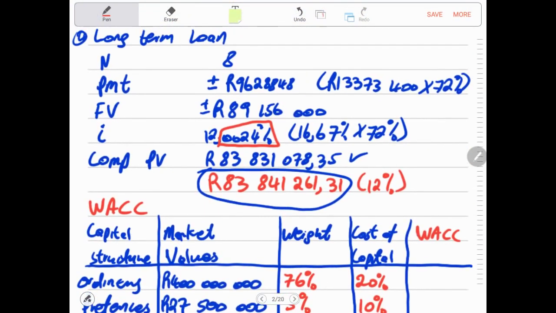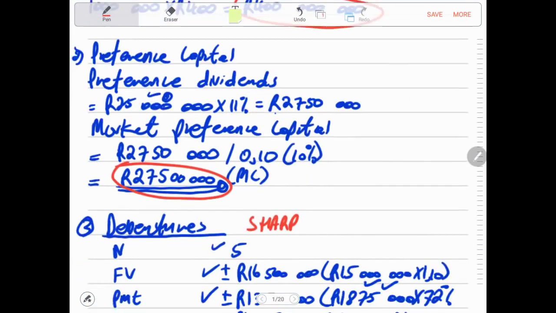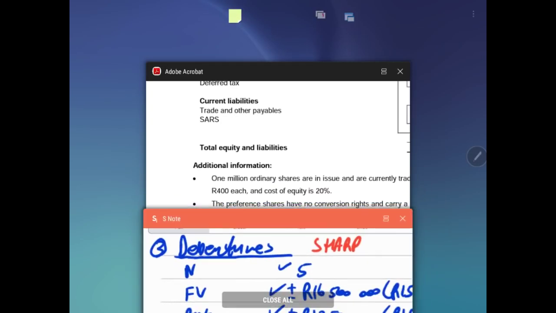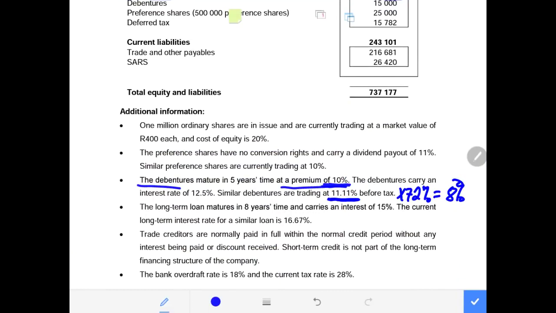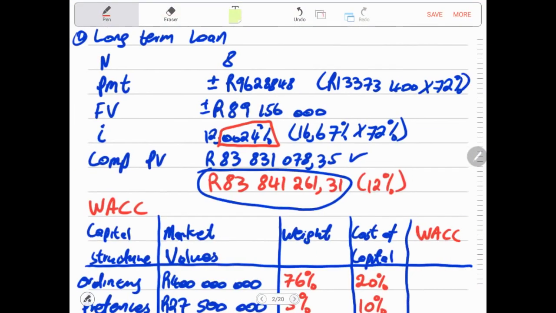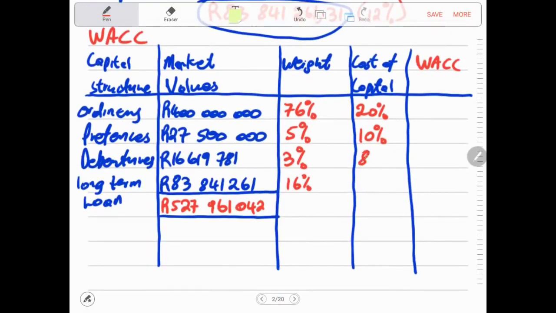Let me show you that 8%. Hope you still do remember. There we had the 7.9, which came to 8% rounding off. So that will be the cost of capital according to the market, which is 8% after tax implication has been taken into consideration. So here we have 8%.